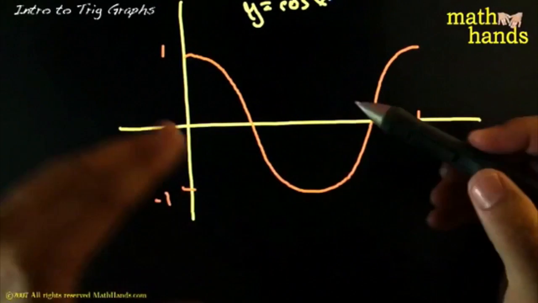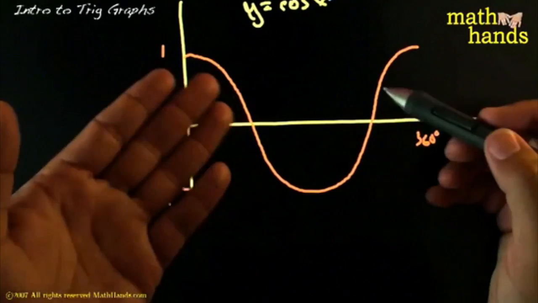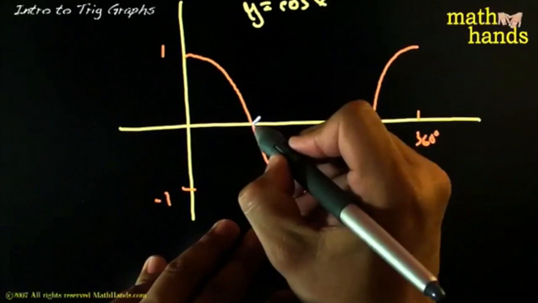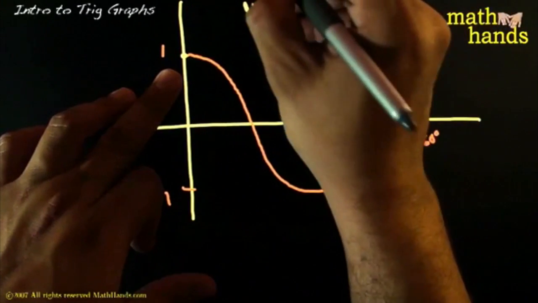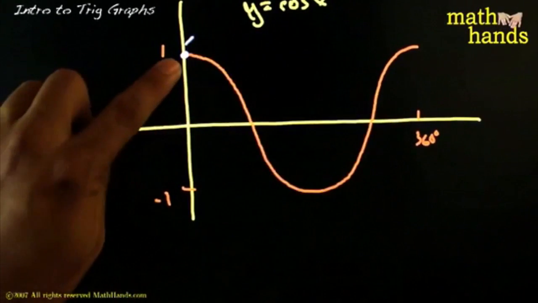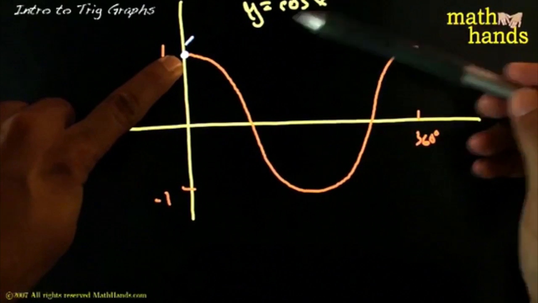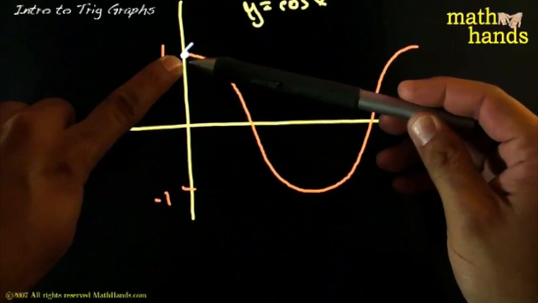Again, after you've plotted points and you know the graph, now you can use the graph to find famous values. For example, this point tells you something famous about the cosine graph. What does that tell you right there? It tells you that the cosine of 0 is 1, automatic.